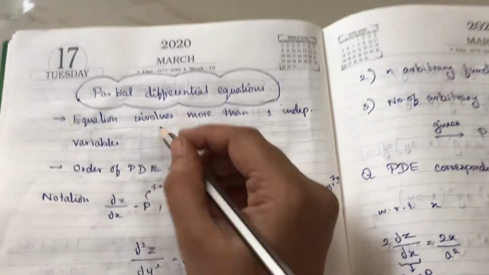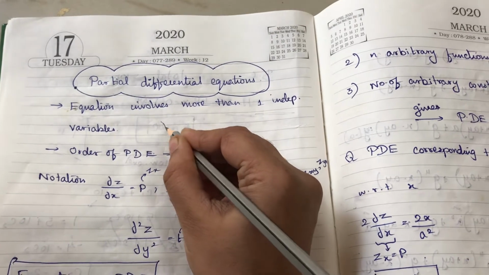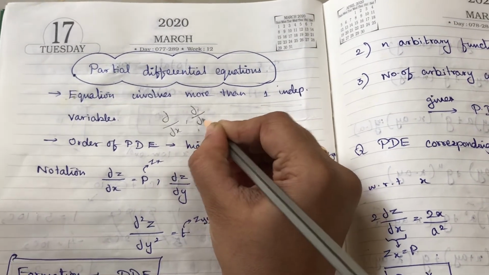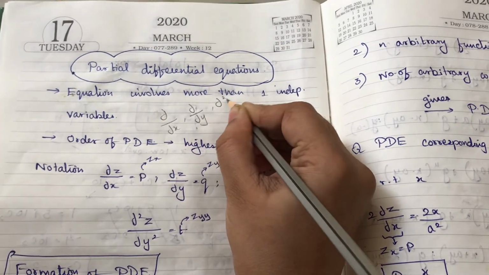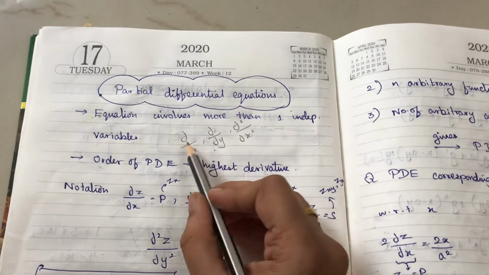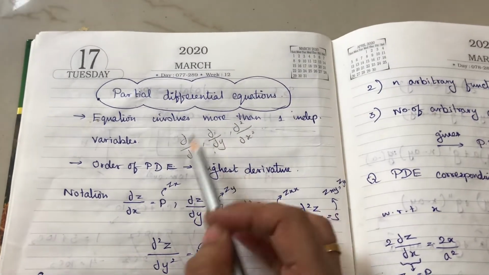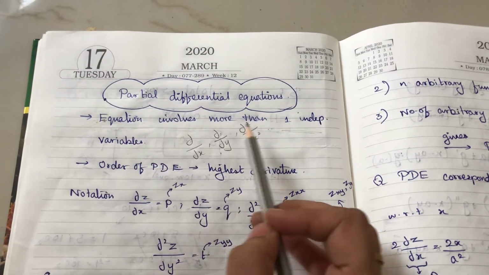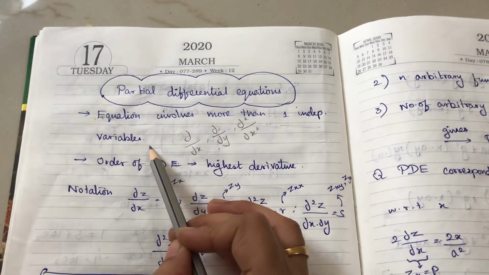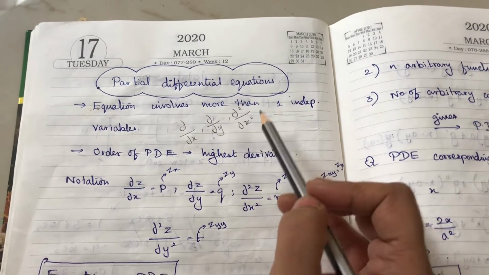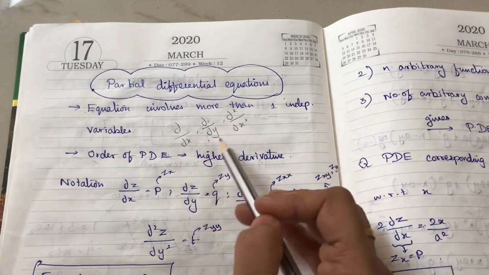We know that a partial differential equation will be like ∂/∂x or ∂/∂y or ∂²/∂x². So it will be like dou. Okay, so dou means partial. So the equation involves more than one independent variable. This equation may contain x, y, z, anything. So we're going to use the dou here.